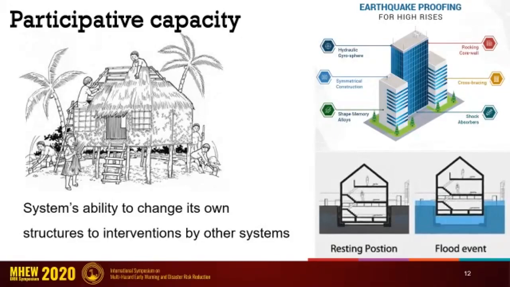The first resilient property is participative capacity. The participative capacity is a system's ability to change its own structures to interventions by other systems. During a hazard, maybe a flood or earthquake, a system, maybe a building structure, needs to be able to change its own structure so that it will not collapse during a hazardous situation. You can see examples during a flood situation, during an earthquake situation. We have to make the structures in a way that they are flexible to change with the movements so that more disruptions will not affect the functionality of the system.